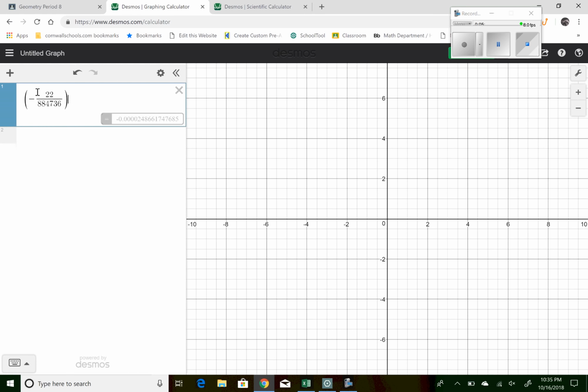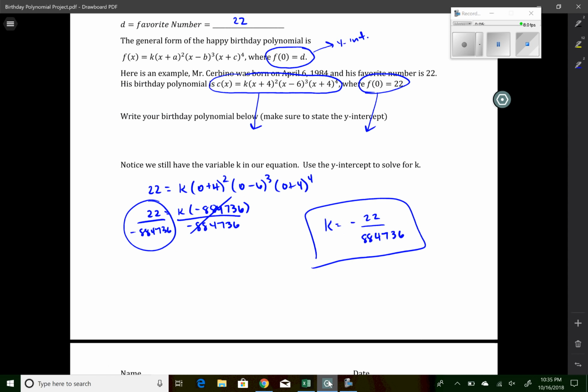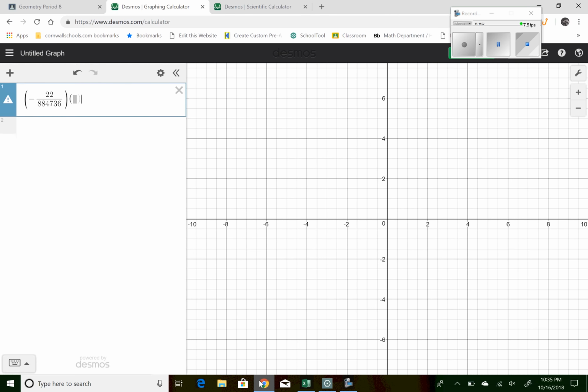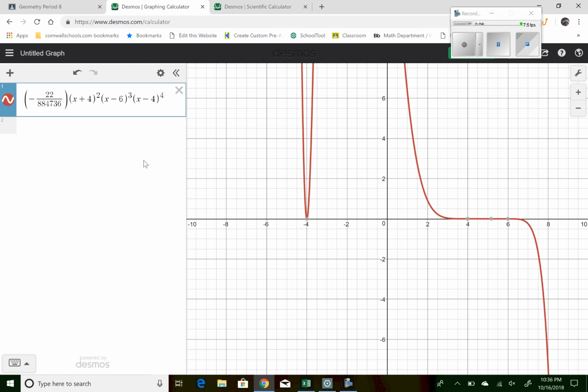Then type in the rest of your birthday polynomial. So the rest of my birthday polynomial winds up being, was it plus, minus, plus? So I have x plus 4 to the second power. I have x minus 6 to the third power. And then I have x minus 4 to the fourth power.